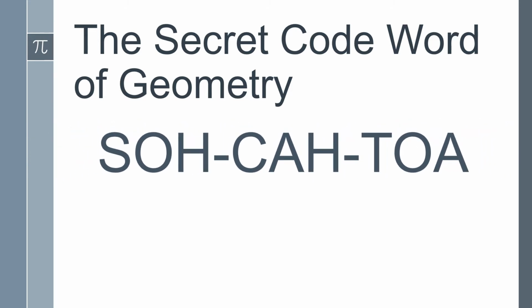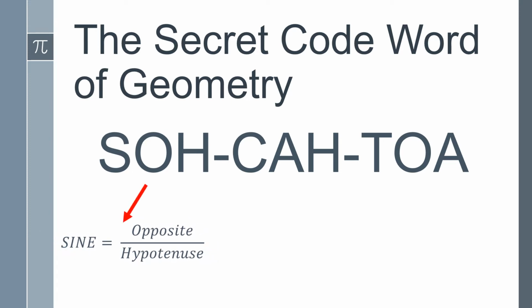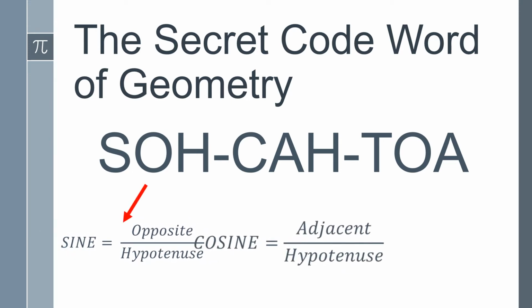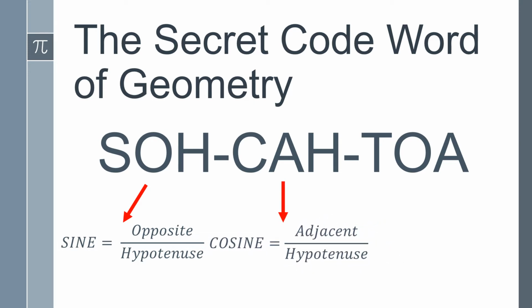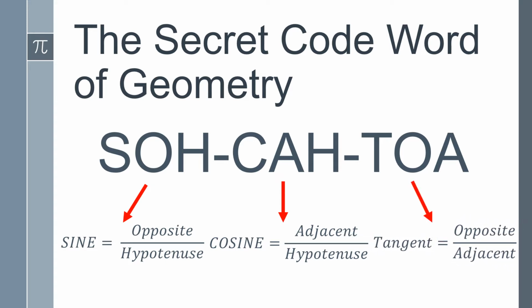So the secret code word of geometry is SOHCAHTOA. If you memorize this, you can do trig, at least at the introductory level. What does SOHCAHTOA mean? Well, sine is opposite over hypotenuse. Cosine is adjacent over hypotenuse. TOA is tangent, and that's equal to the opposite over the adjacent.